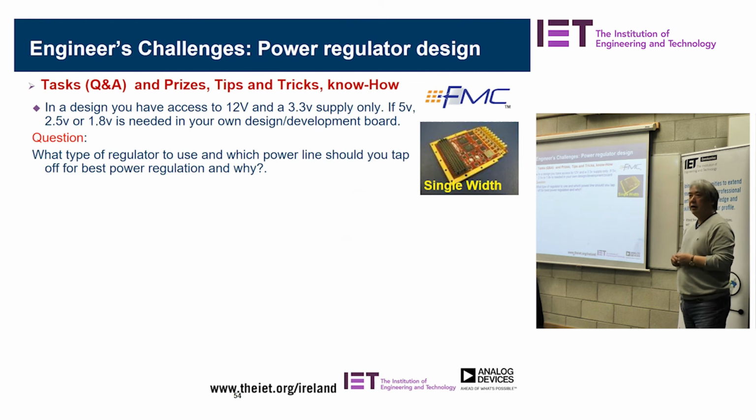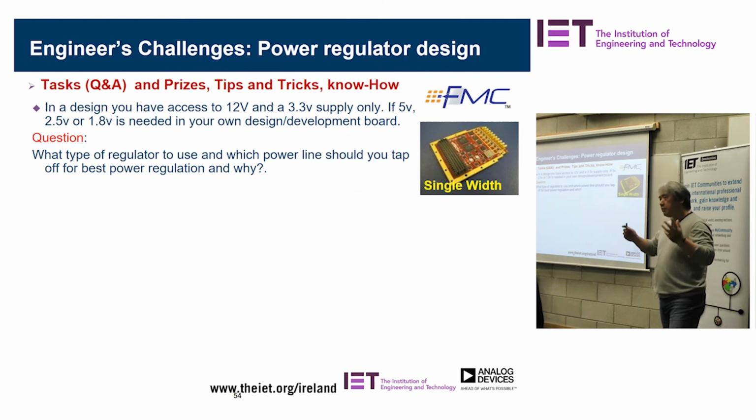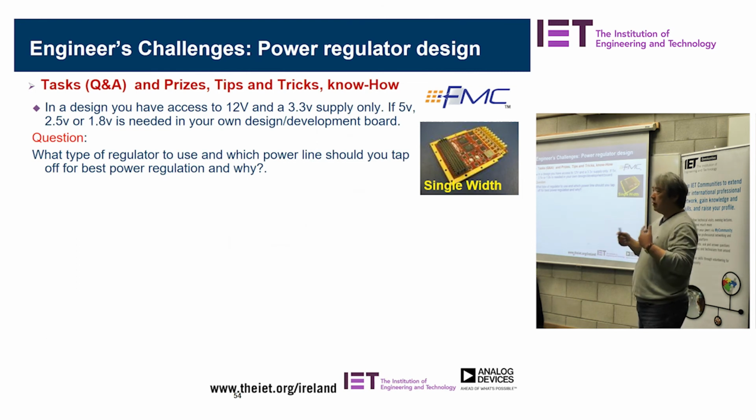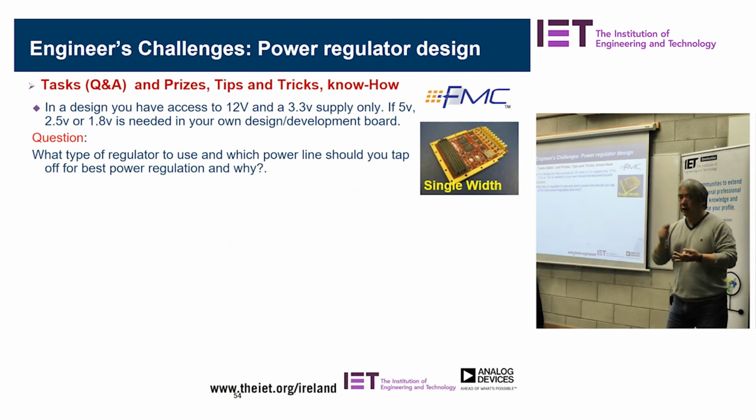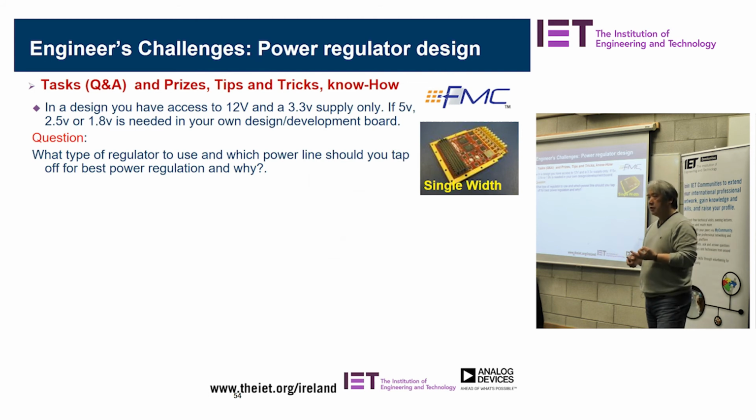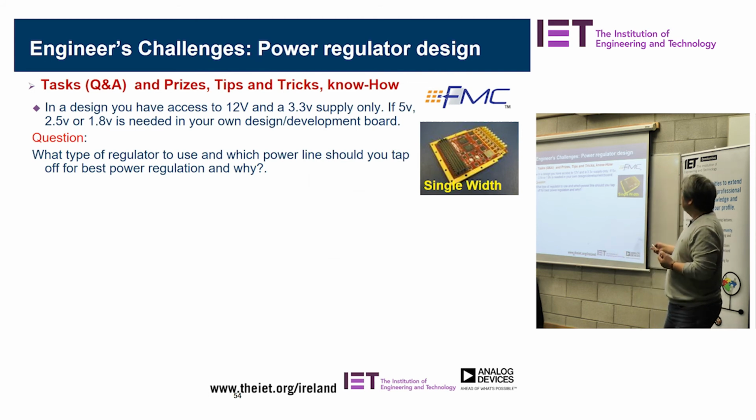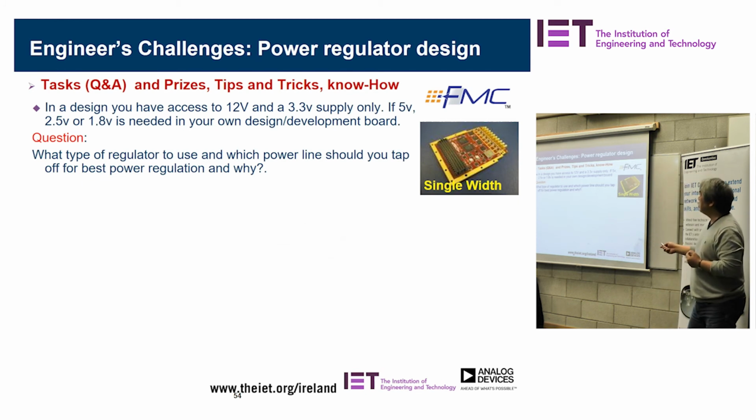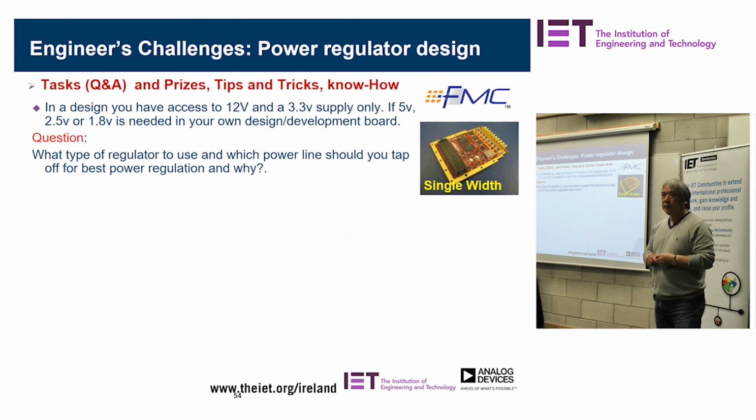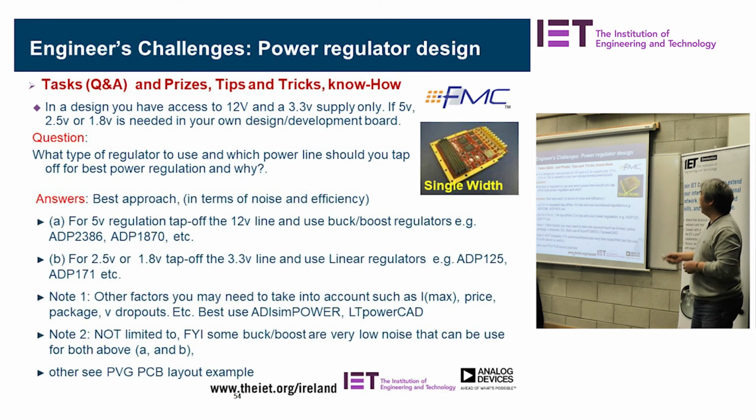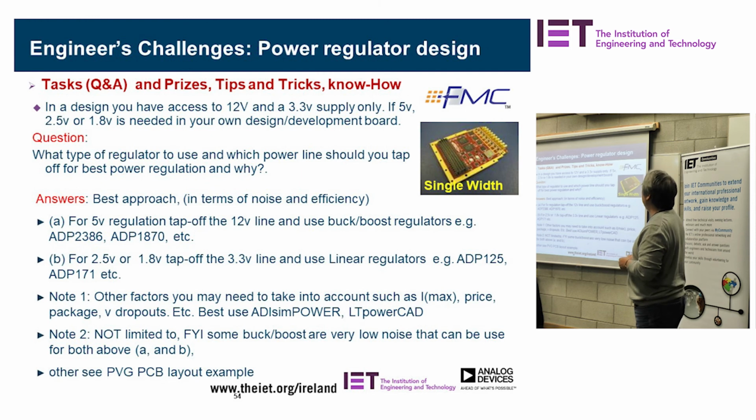I assume you're using a switching regulator. Yeah, you could use a switching regulator, or you could have LDO regulators. So you have 12 volt and 3.3 volt, and you want to produce 5, 2.5, and 1.8. Which regulator should I use, where should I tap off, or which switching regulator should I use? The best approach in terms of noise and efficiency.